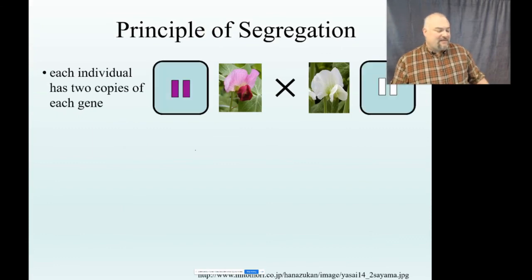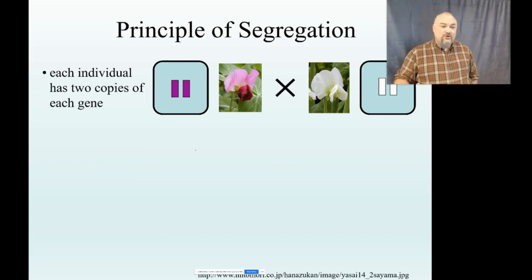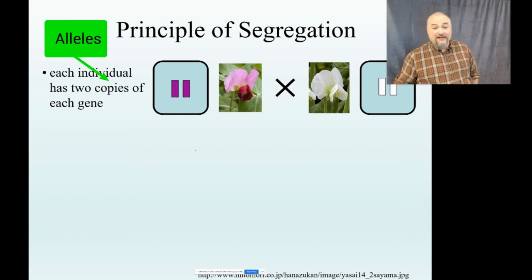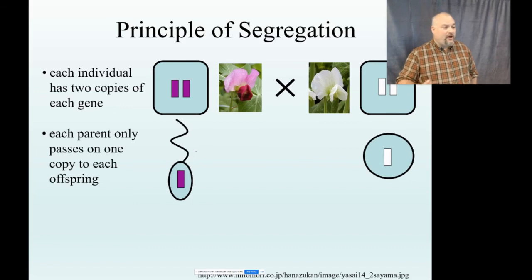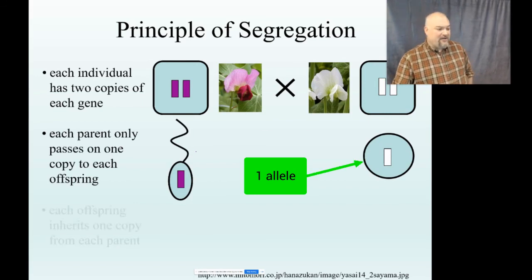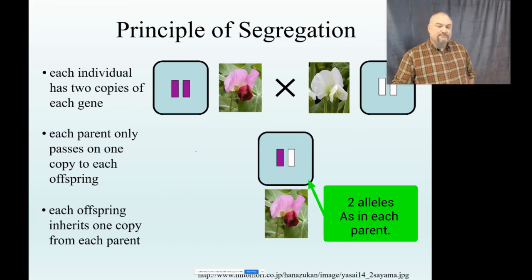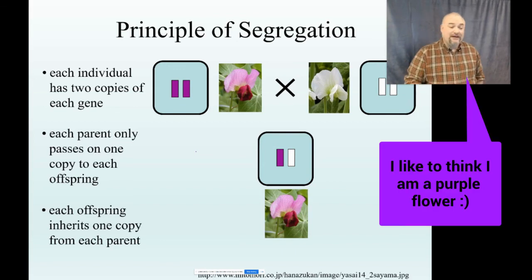Okay, and that basically is the principle of segregation, or separation. Each individual has two copies of each gene. Those two copies are called alleles. Each parent can only pass on one of those copies to the offspring. So you get one allele for flower color from your dad, one from your mom. When they come together in fertilization, you're back up to a full set, two copies of that gene. Now it's how those two copies interact that determines what you wind up looking like. Are you a purple flower or are you a white flower, to use the pea flower example here? That is the principle of segregation.